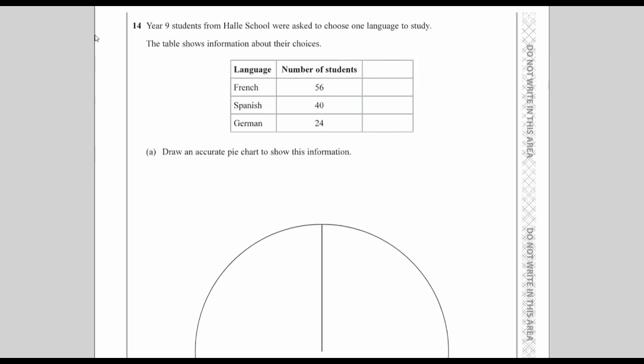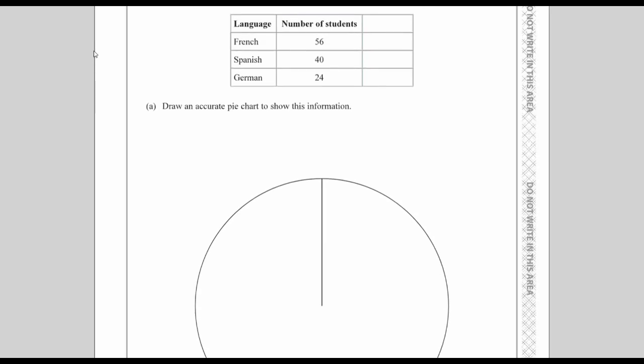Question 14. Year 9 students from Halley School were asked to choose one language to study. The table shows information about their choices. Draw an accurate pie chart to show this information. Okay, well, we might need a protractor at this rate. Let's see how many students we've got in total.